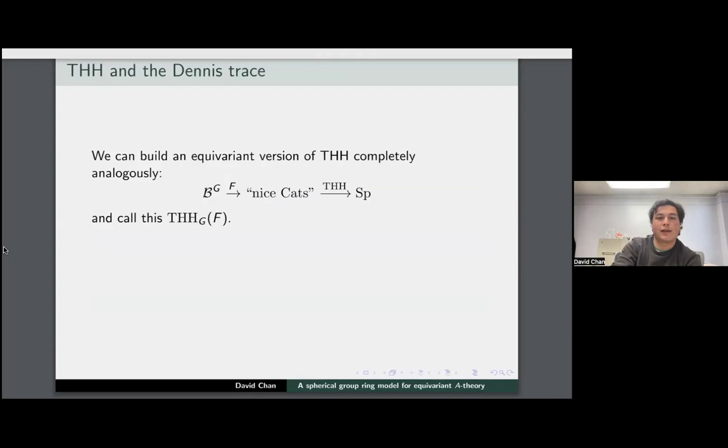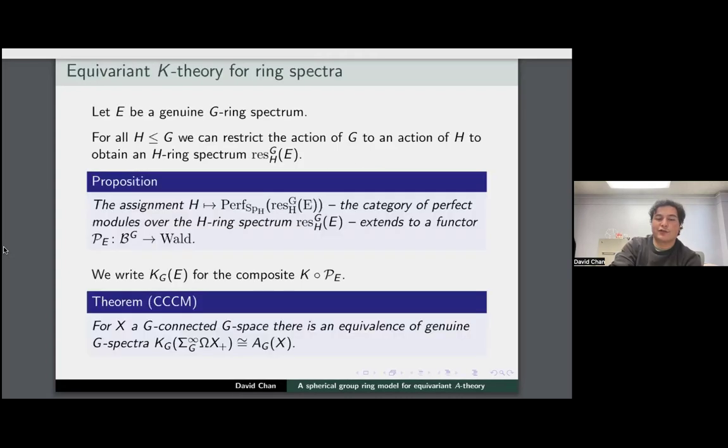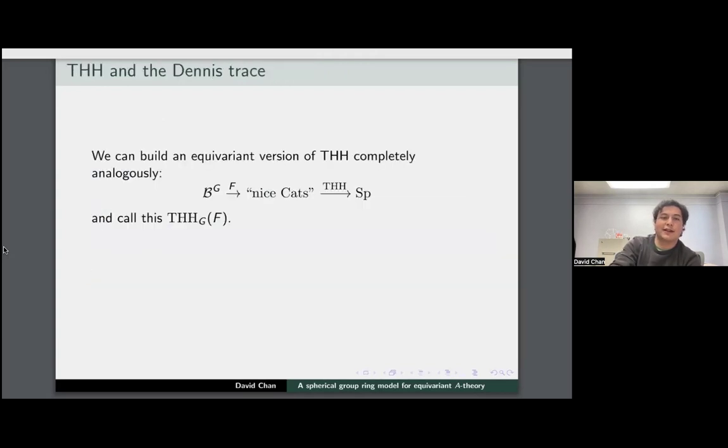Okay. So this constructs the spherical group ring, which is the first thing that I wanted. The next thing I wanted was THH, and I wanted the Dennis trace. But it turns out that this is actually rather easy at this point with all this machinery. Once you have F, you have this functor F from... yes, Jack, that's the answer to your question.